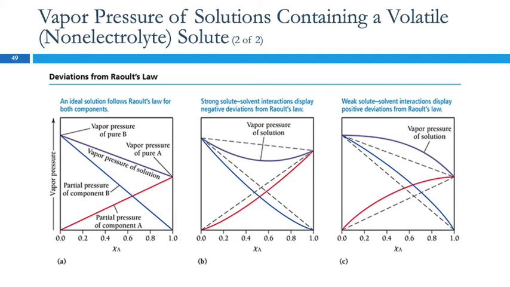Here, they're in a solution, but they really don't like each other very much, so they're really eager to get out of there. They're happy, it's like, hey, I volunteer, I want to evaporate, right? So now the vapor pressures are going to be higher than expected.